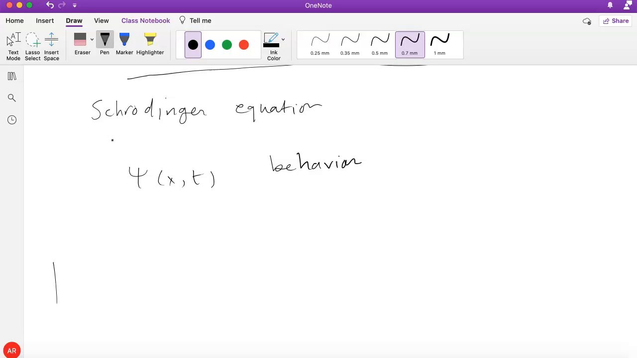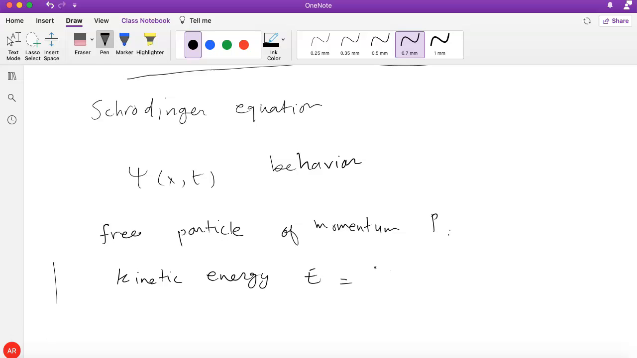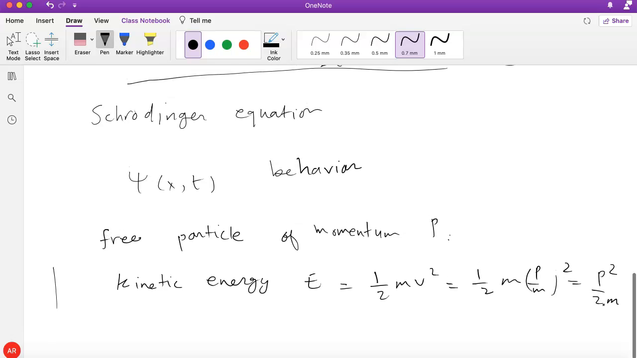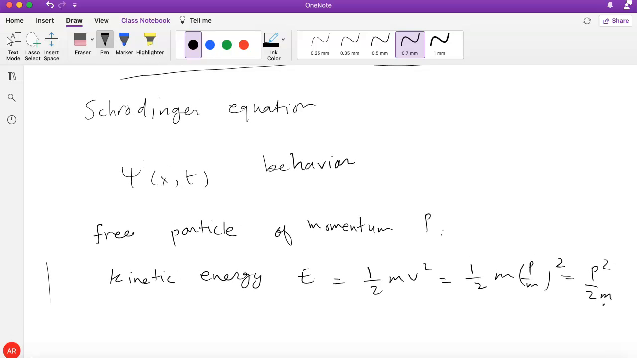So for a free particle, let's review a few things. So consider a free particle of momentum p. Okay, so first we know its kinetic energy, E, is going to be, let's say, 1/2 mv squared, right? And v is p over m. So it's going to be p squared over 2m. Okay, so I have a free particle, it has momentum p. Classically, it has this kinetic energy.